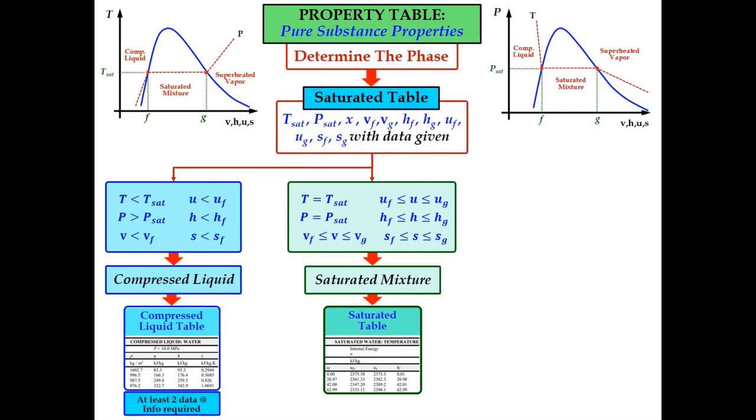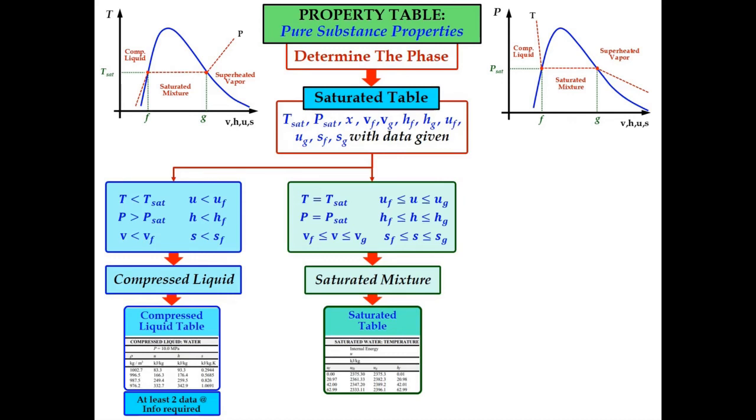For the saturated liquid phase, for example, you need to refer to the properties involving f: Uf, Vf, Hf, Sf. For the saturated vapor state, you need to refer to the properties involving Vg, Hg, Ug, Sg.